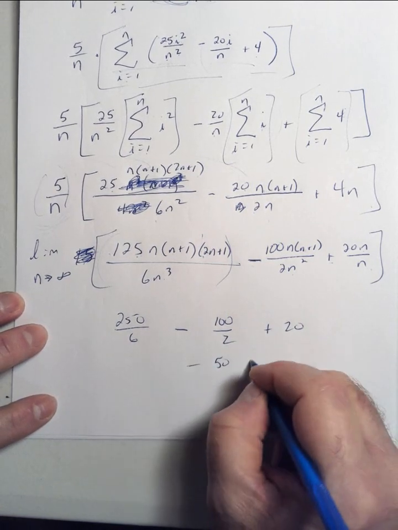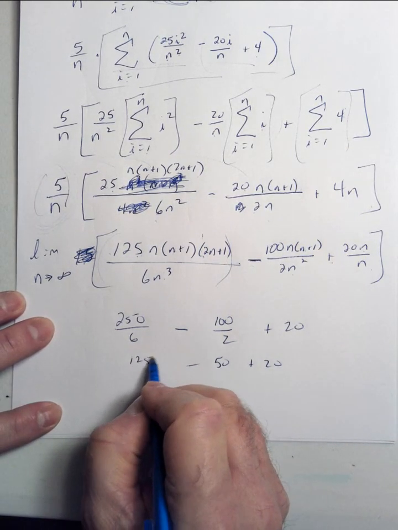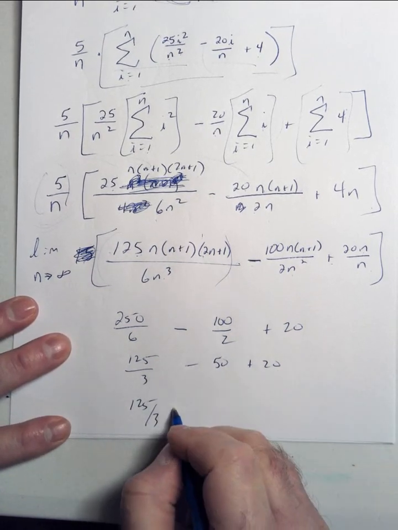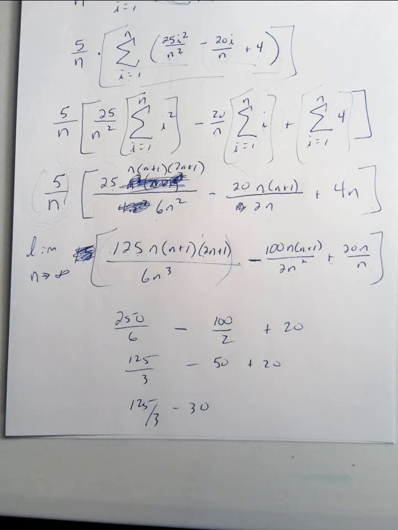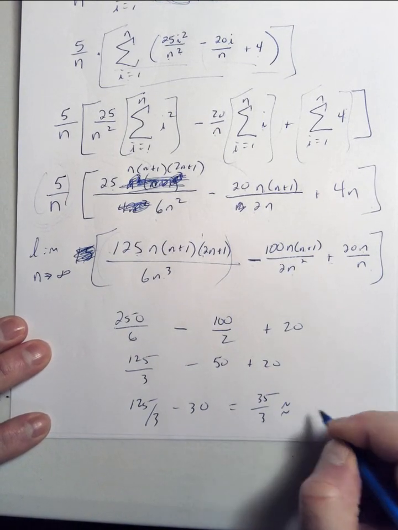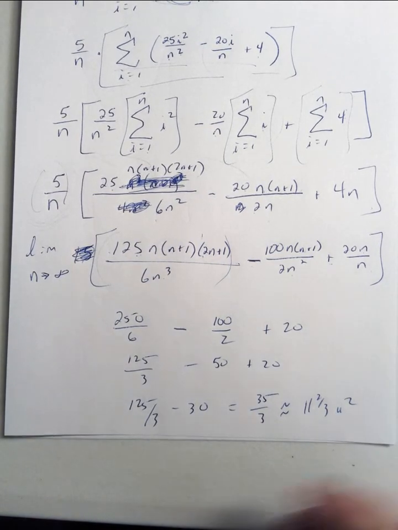So we have 250 over 6 is 125 over 3. So 125 over 3 minus 30, which my brain hurts. So 125 over 3 minus 30 is 35 over 3, or approximately 11 2/3 square units.